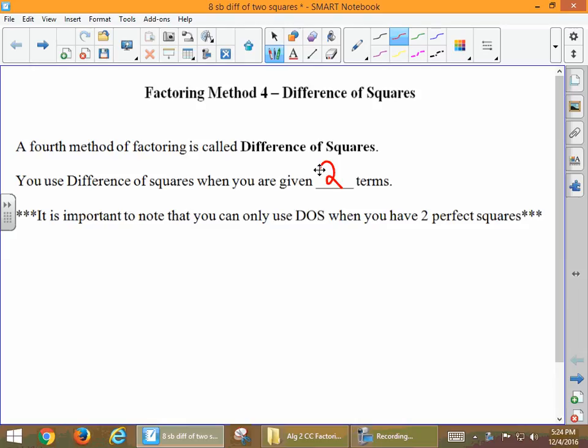Something else that we didn't write down on here that we should have written down is that we should always watch out and see if we have a greatest common factor in these problems. But we'll deal with that when we get there.